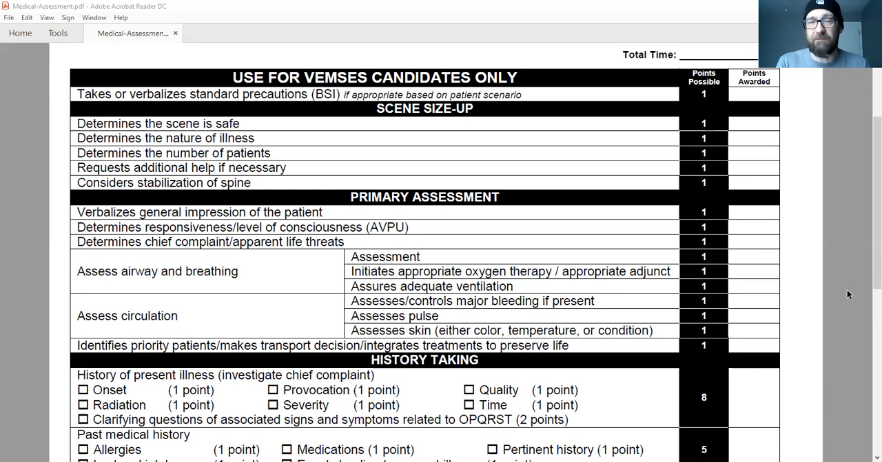My general impression of the patient, as we move into our primary assessment now, is poor because of the patient's appearance. They're sweaty, diaphoretic, and they're clutching their chest.